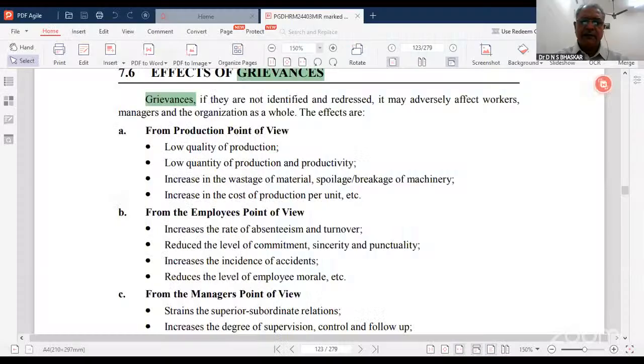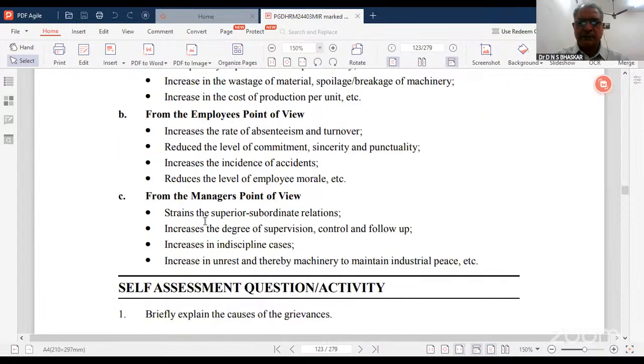From the production point of view, the low quality of production will be there, then the quantity of production also, and increased wastage of material, and so on and so forth. From the employee's point of view, this is a major area: an increased rate of absenteeism is another important point, and as a result various problems will come, including accidents, because an unsatisfied worker is taking up the job.